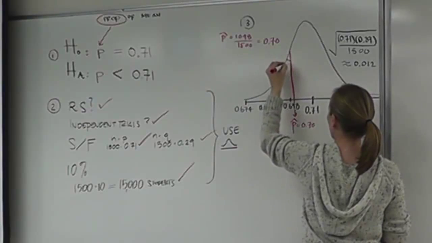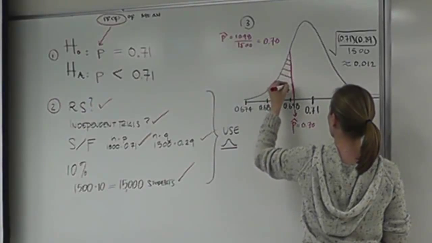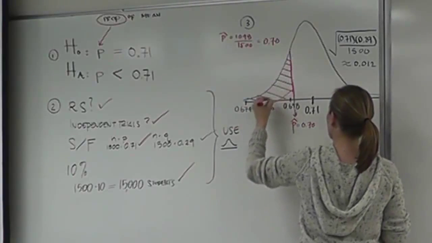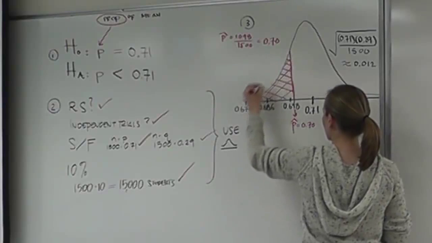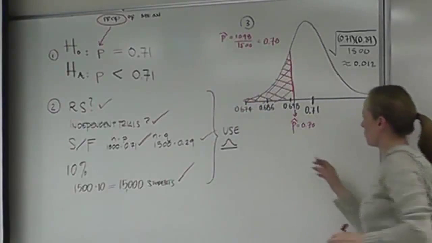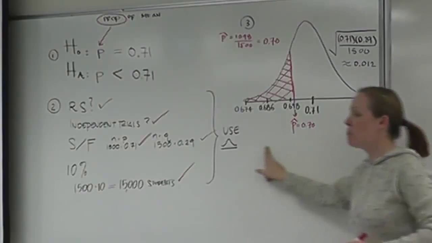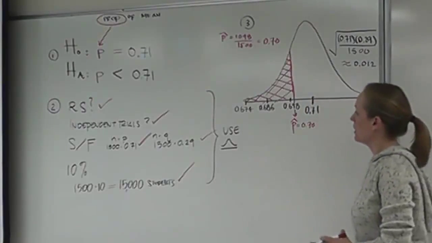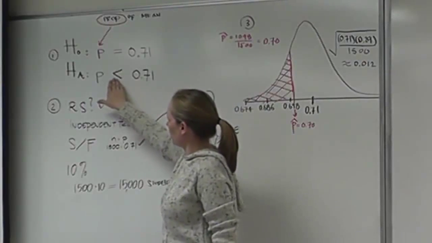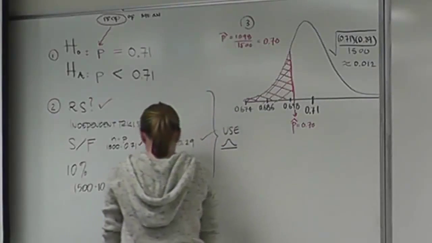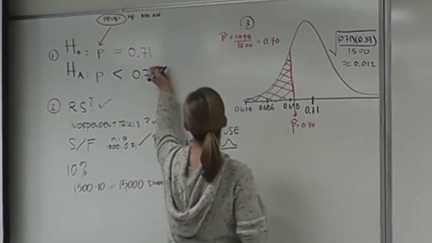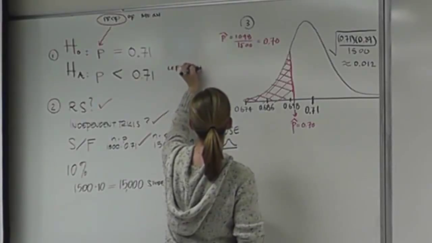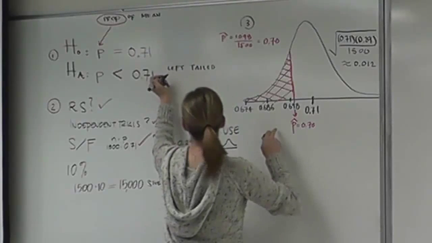And I'm going to shade to the left. We're interested in how likely it is to observe the sample result we did or something more extreme. When I say more extreme, it means further away. And since we're doing what we call a less than here, or a left-tailed test, this actually has a name. See how I shaded my tail in?